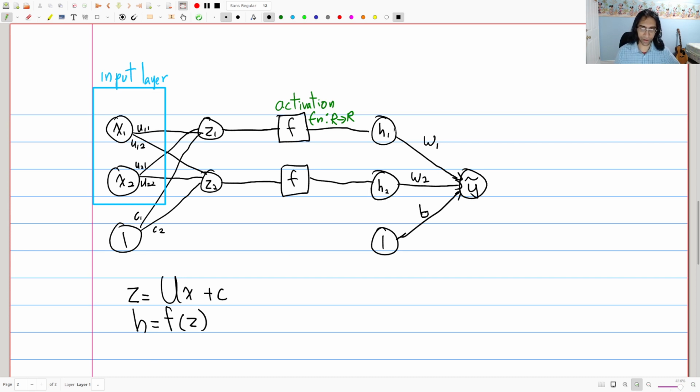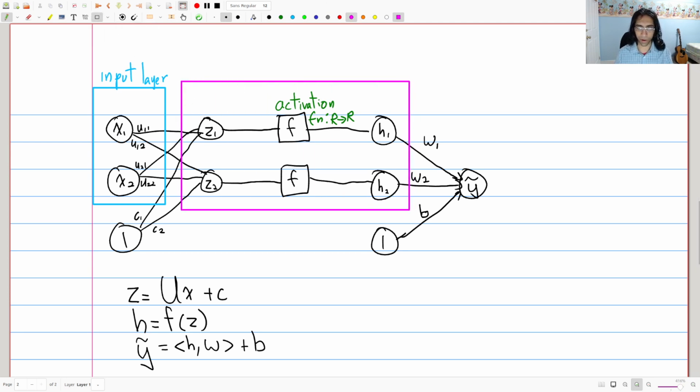Cool. And then the final thing we do, well, you've already seen this. This part here is just y tilde is equal to the inner product of h and w plus b. And that's our entire thing. So just to explain some of the terminology used in these things, this middle part here that is new is what's known as a hidden layer. And why is this a hidden layer? Well, what you can see are the input and the output. Let me draw the output layer here.